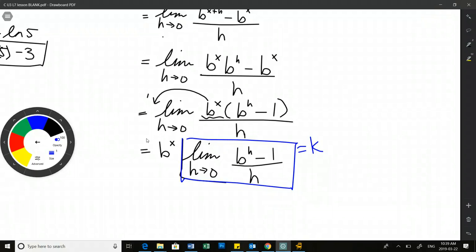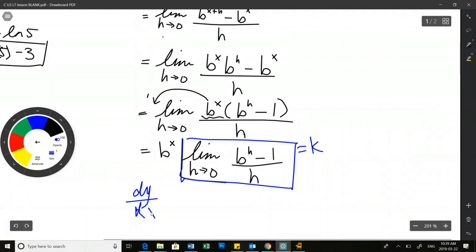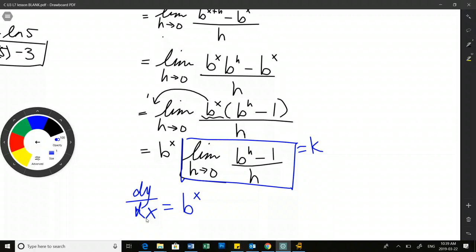All right, so I know right now that when I take the derivative of some function b to the x, the derivative dy over dx is going to give me back that base to the exponent x times some value k. And I'm interested in what that value k is. K is going to be some kind of value.